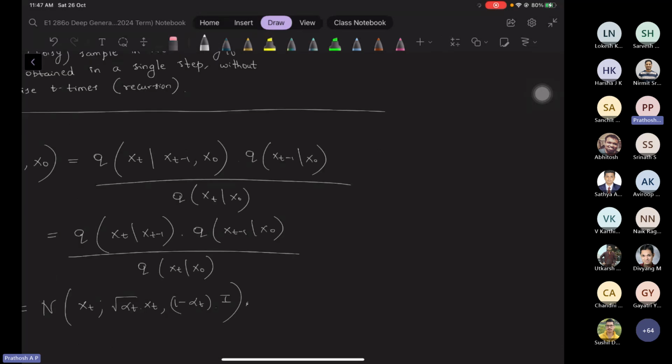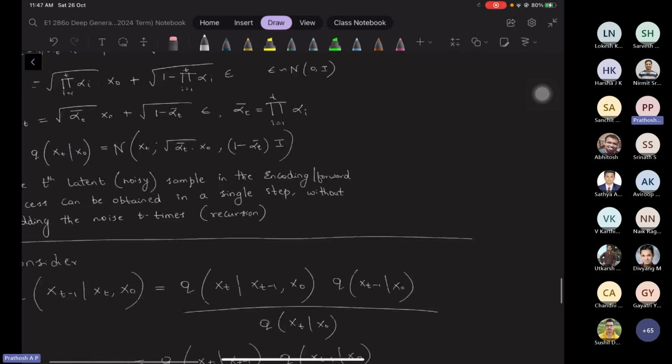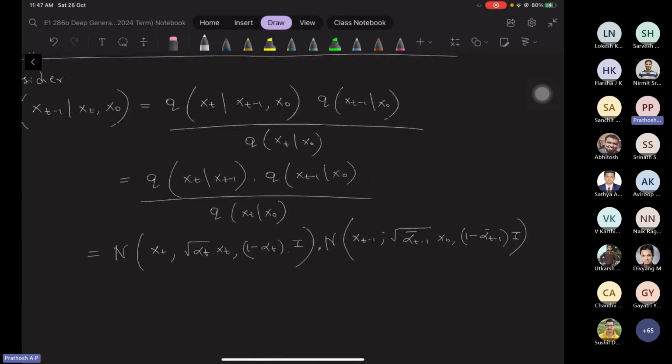So this is q of xt minus 1 given x naught. That is another Gaussian. The Gaussian is at xt minus 1. That's the random variable. The mean is root of alpha t minus 1 bar times x naught. Okay, and the variance is 1 minus alpha t minus 1 bar times I. This comes from whatever we just derived through recursion. And in the denominator we have another Gaussian.